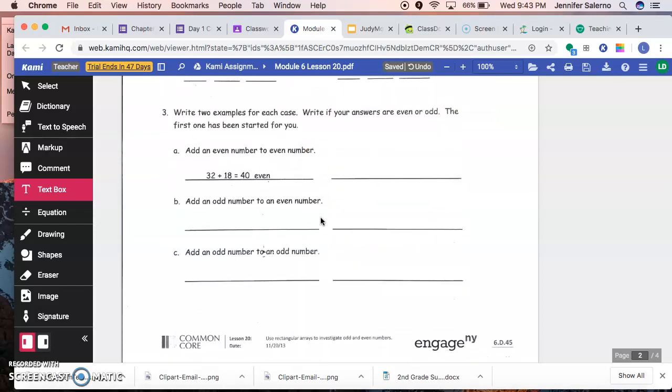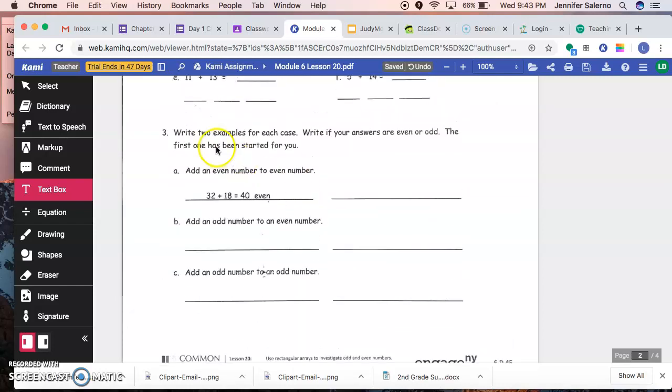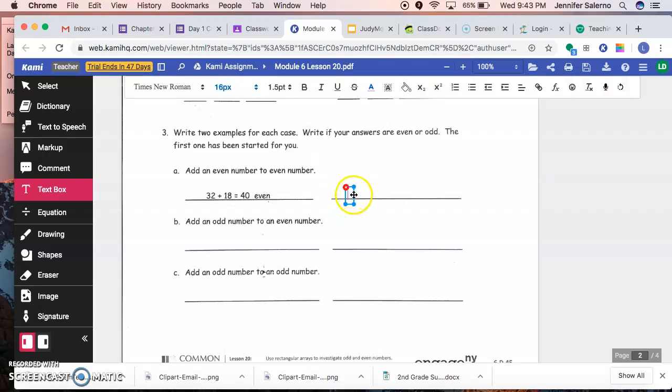Now for this problem, what you're going to do is they're giving you an idea of what they want you to create. So they're telling you they want you to add an even number to another even number, and then they want you to write what your answer is, if it would be an even or odd. So you could do any numbers that you want. You could do single digit numbers, you could do double digit numbers. That's up to you, okay?